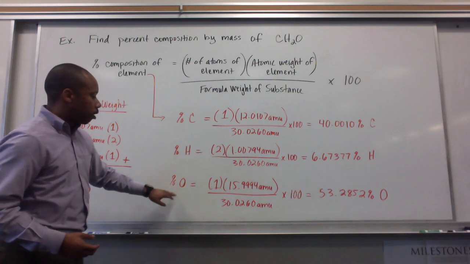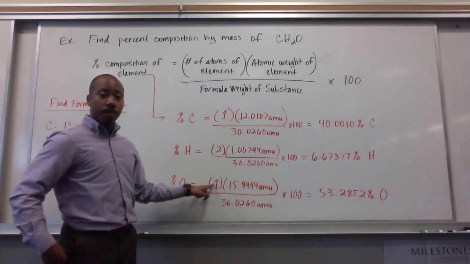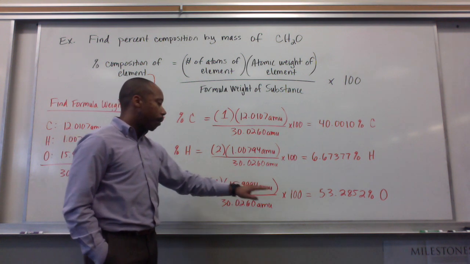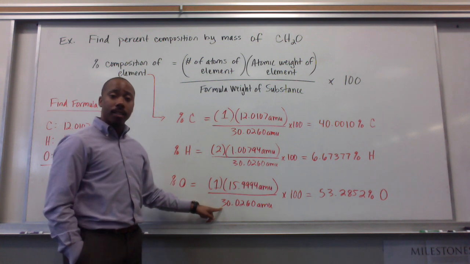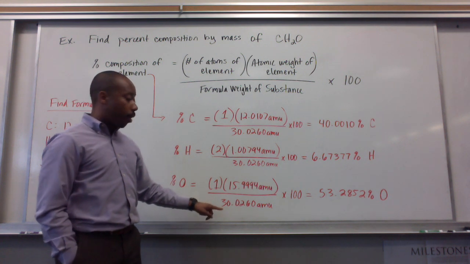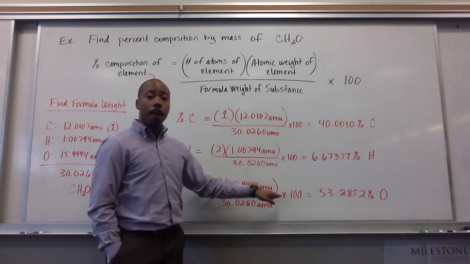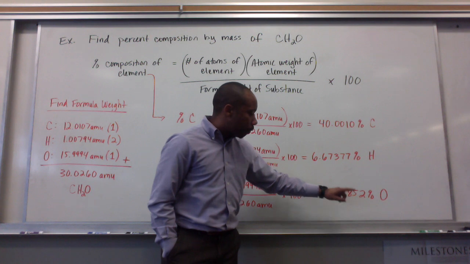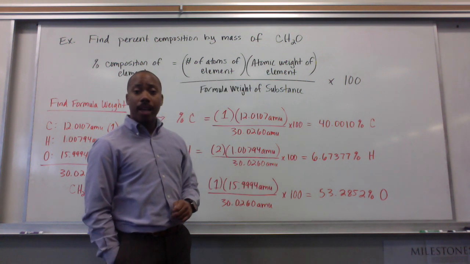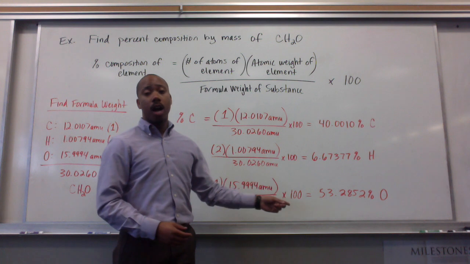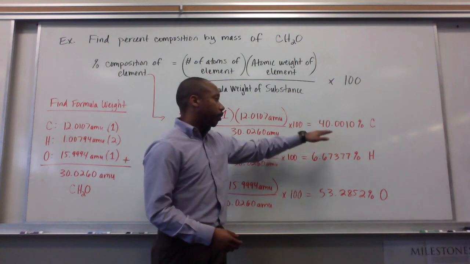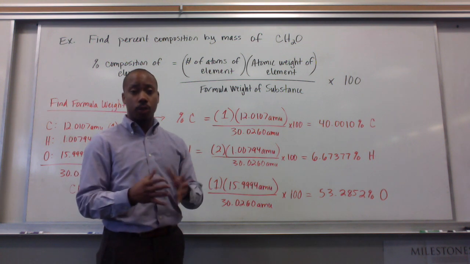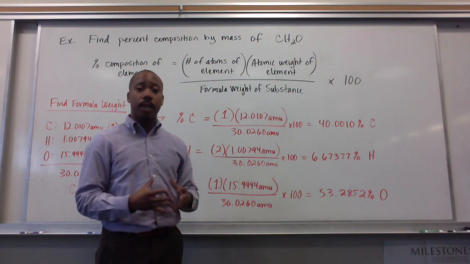Next, for oxygen. The percent of oxygen is equal to the number of atoms of oxygen, 1, times the atomic mass, 15.9994 atomic mass units, divided by the total mass of the compound, 30.0260 atomic mass units, multiplied times 100, which yields 53.2852% of the mass of the entire compound from oxygen. If I add all these percent masses up, I will get very, very close to 100, 99.99%.